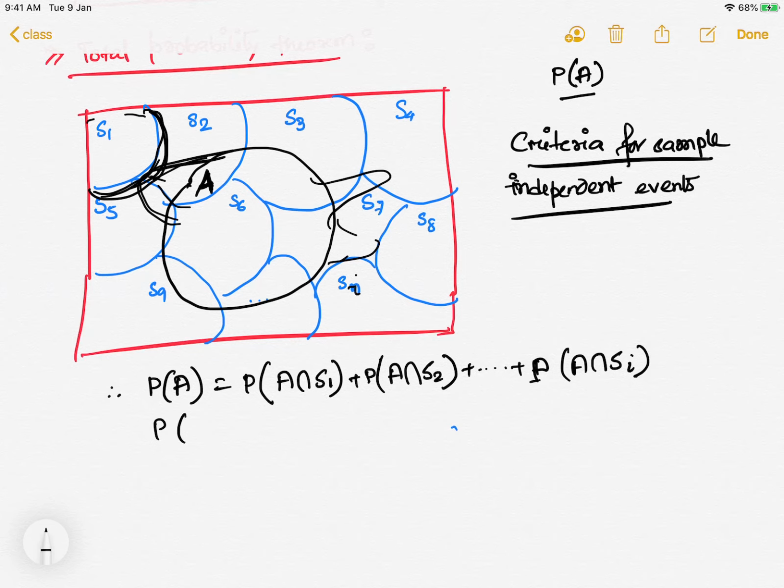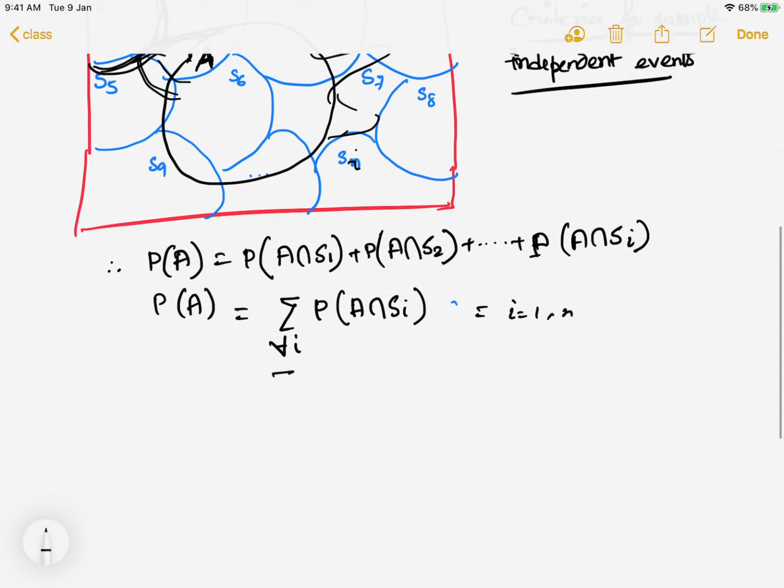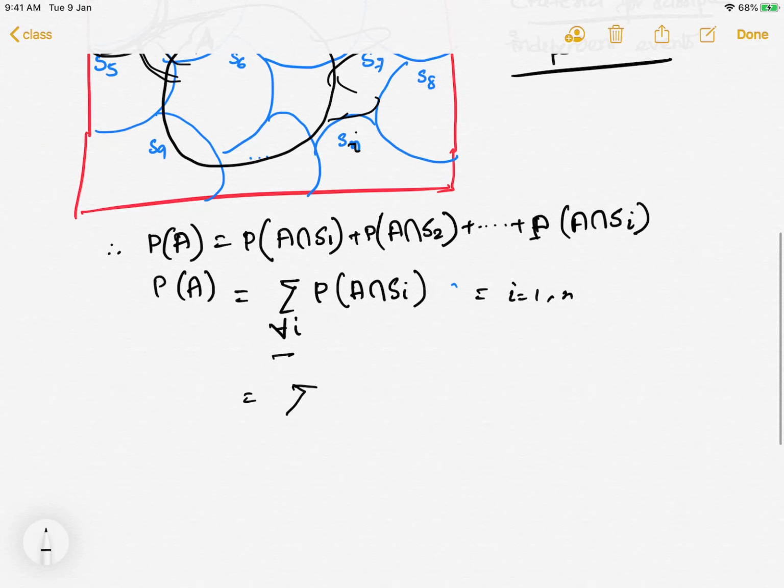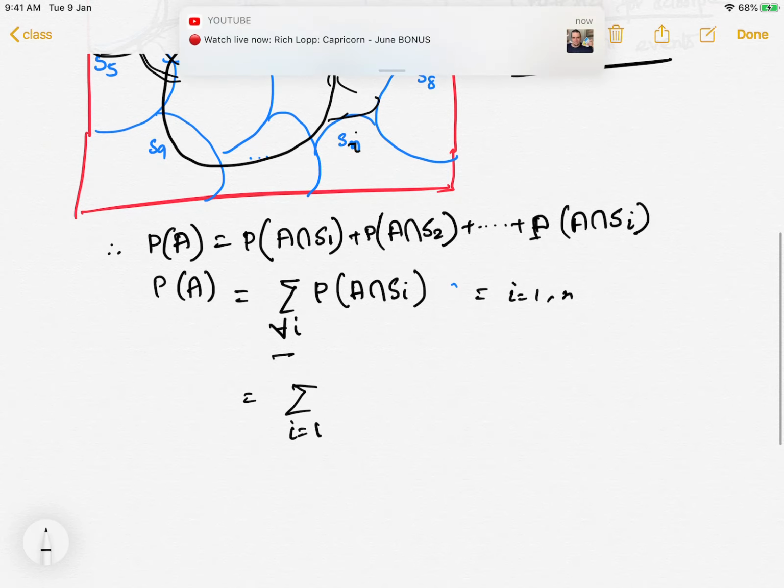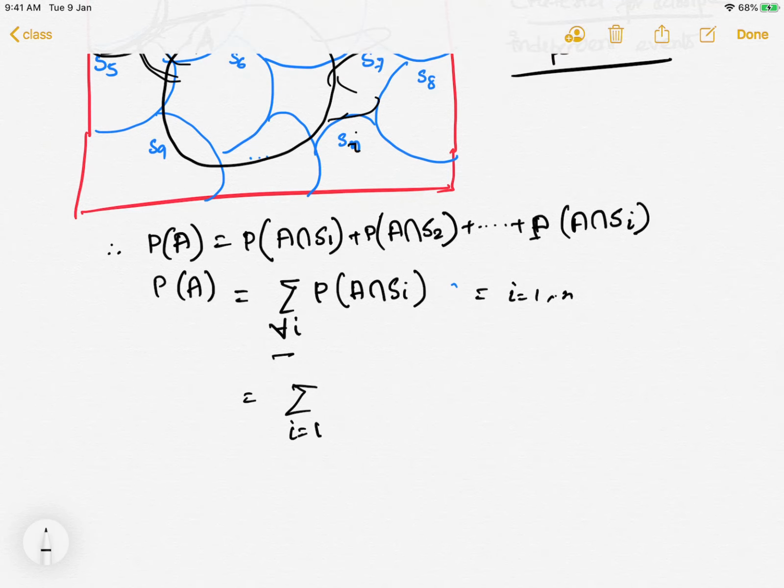So probability of A is equal to the summation of probability of A intersection Si for all i, where i equals 1 to n. So i equals 1 to n, probability of A intersection Si.